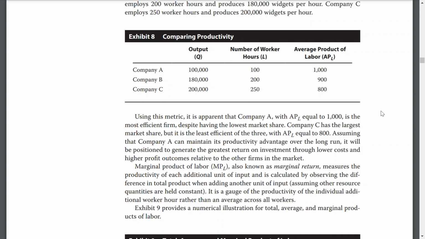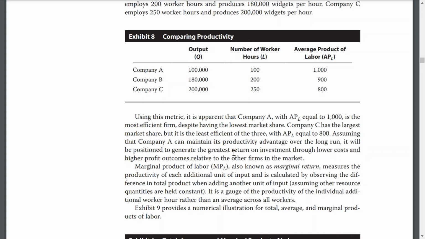Despite having the lowest market share, Company A is the most efficient, while Company C has the largest market share. That's kind of ironic. But it is the least efficient out of the three, with APL equaling 800. Assuming that Company A can maintain its productivity average over the long run, it will be positioned to generate the greatest return on investment through lower costs and higher profit outcomes relative to the other firms in the market.